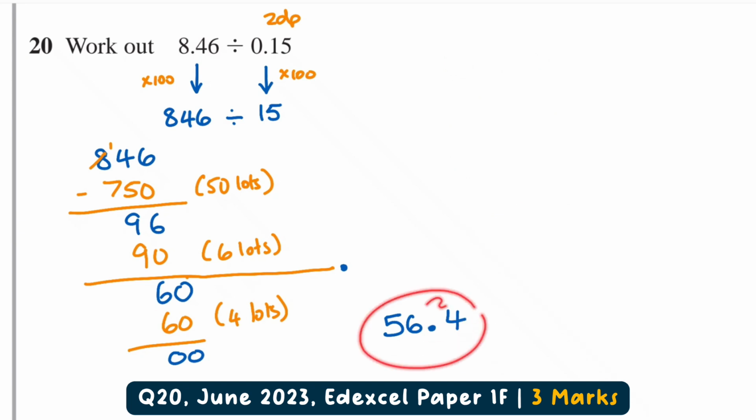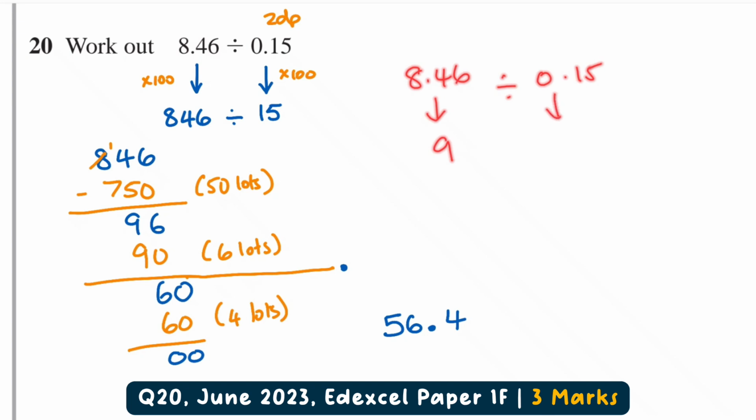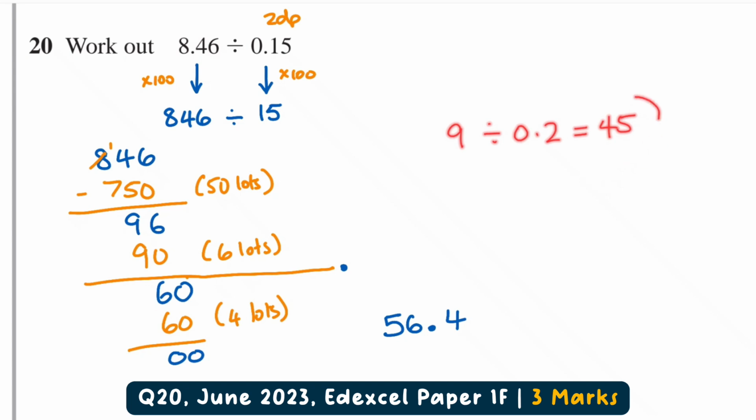We can check if this answer makes sense by doing a quick estimation. So we've got 8.46 is approximately 9, and 0.15 is approximately 0.2. So if we do £9 divided by 20p, so how many 20p's in £9? So we know we've got 5 20s in a pound, so that will give us 45. So we've got 9 divided by 0.2 is 45, and that's not far off from 56.4. So this answer makes sense.